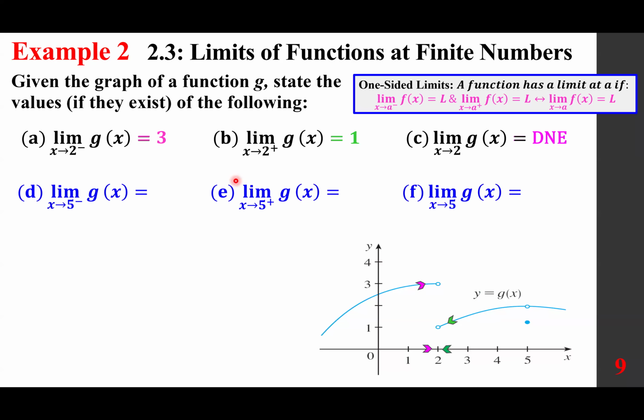Same thing for number 5. We want to find the limit of g of x as x approaches 5, and we do the same thing. We look at one-sided limits. Therefore, we find the 5 along the x-axis, and from the left, we move this way. From the right, we move that way. Both of them are taking us towards this hole, which has a y-coordinate 2. Therefore, the limit of g of x as x approaches 5 exists and is equal to 2.